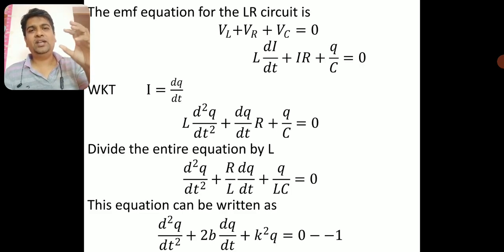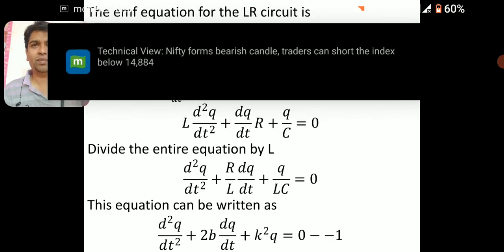So for discharging, you don't need any external source. You don't need any battery. You don't need any EMF. Therefore, I am not writing an EMF on the right hand side. So EMF is 0. While charging, you should compulsorily mention the EMF on the right hand side. But this is the case of discharging. You have to put 0 instead of EMF.